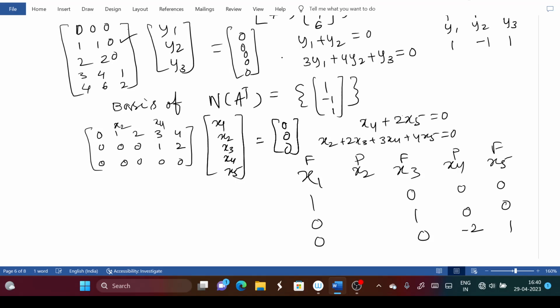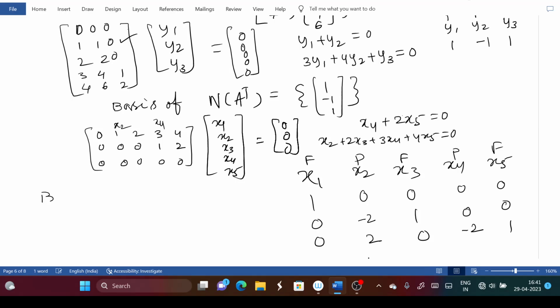So now substituting these values x3, x4, x5, we get x2 is equal to, here it is 0, here it is minus 2, x4, so minus 6, it is plus 4, so it is minus 2. So this is 0, this is minus 6, this is plus 4, so it is minus 2. These are the vectors. Finally, I got my null space basis vectors.